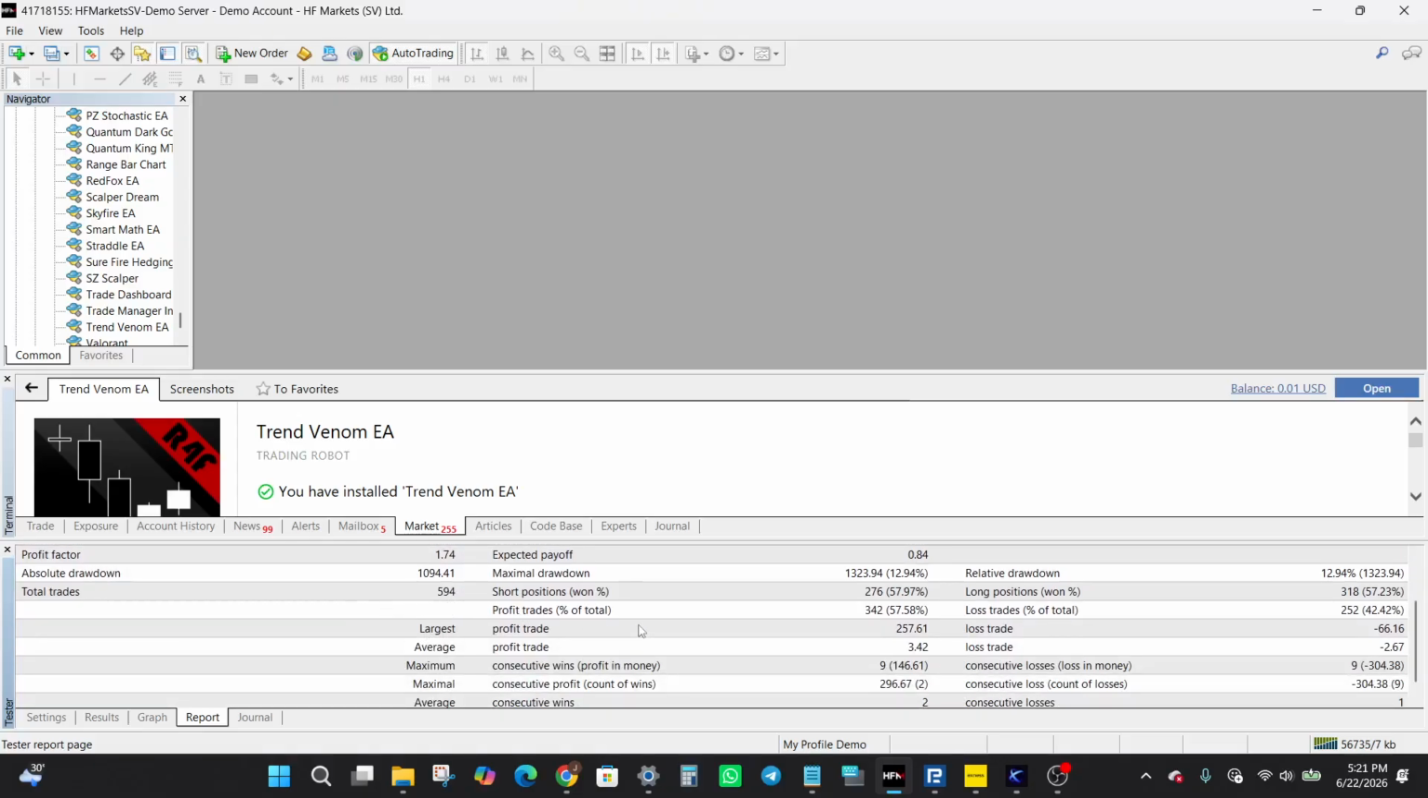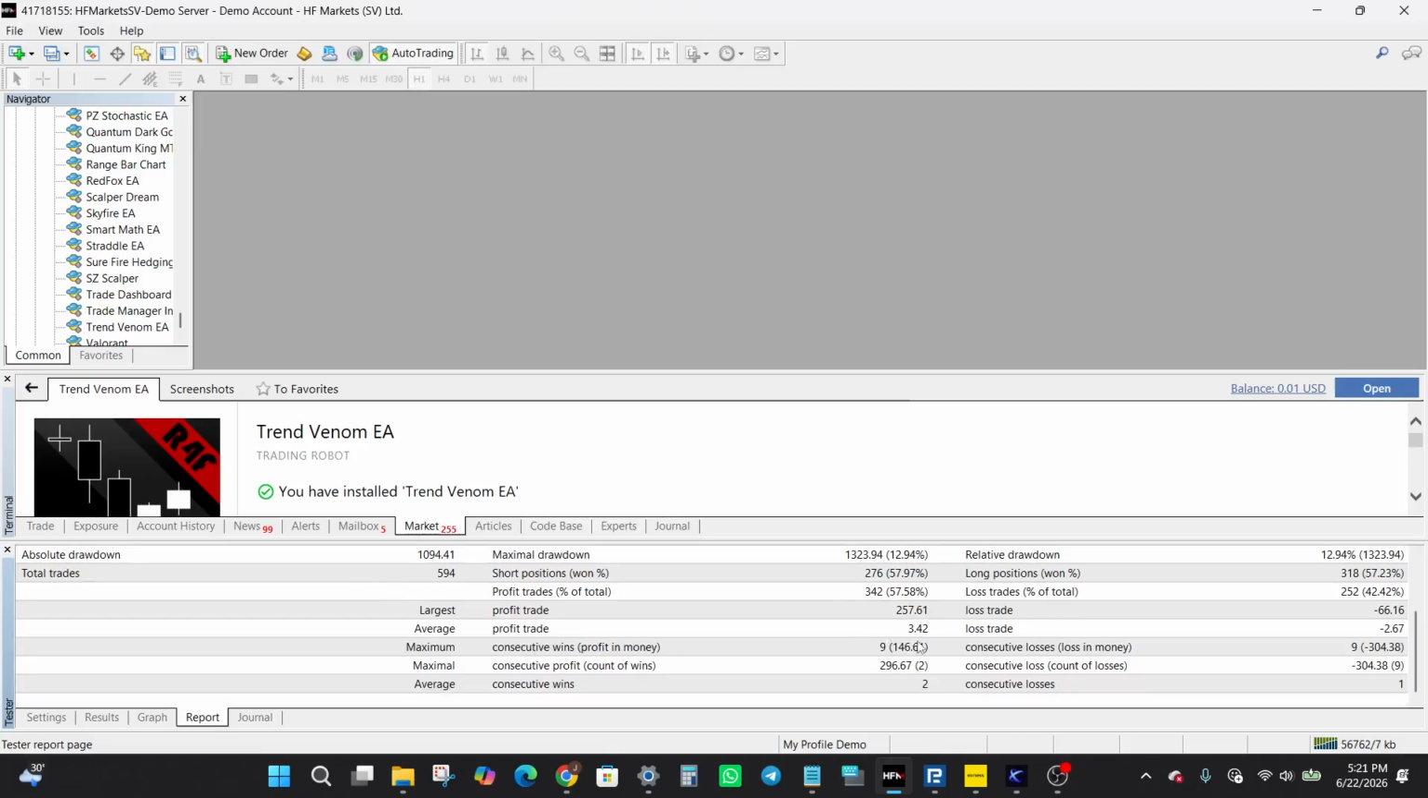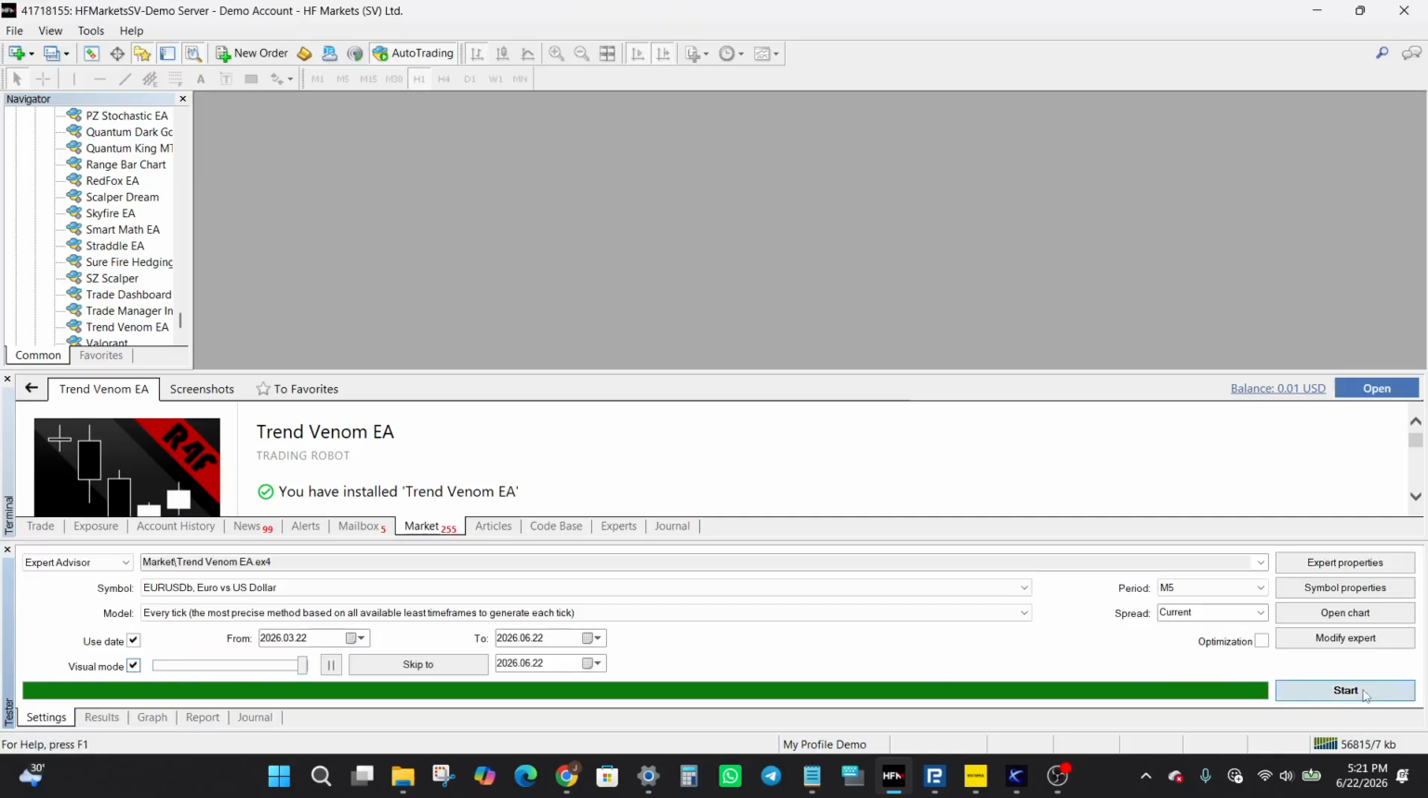594 trades were taken, out of which 342 were profitable. That gave us a 57.58% win rate. In this case, the average profit was 3.42, the average loss was 2.67. That means the risk to reward ratio is not all that bad. At least the average profit is bigger than the average loss, right? So I'm going to turn on the visuals right away. Let's see this EA in action.